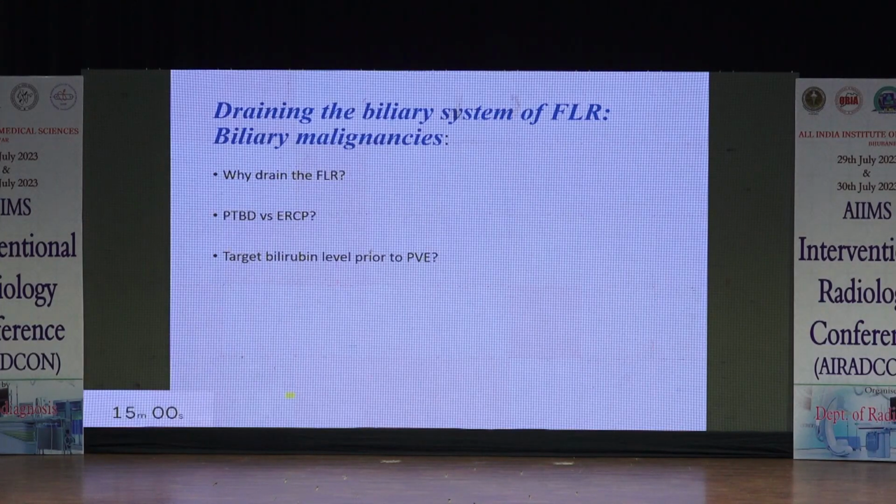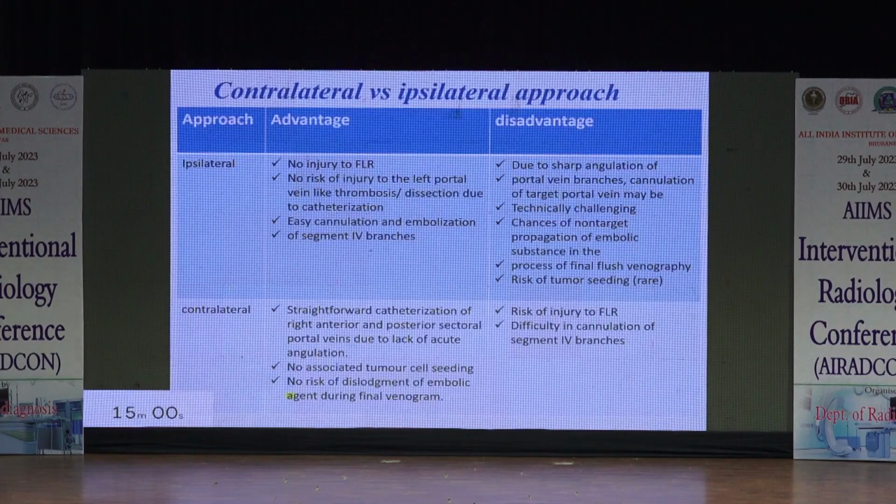So what we were discussing is, in carcinoma GB patients and hilar cholangiocarcinoma patients, they have elevated bilirubin levels. So first we drain the future liver remnant and bring the bilirubin down to less than 3. Then go ahead with the portal vein embolization, so that there is adequate hypertrophy. Higher bilirubin level prevents adequate hypertrophy of the future liver remnant. So I'll also ask sir to take us through the contralateral versus ipsilateral approach, which approach is favorable in his practice, and what are the advantages and disadvantages.